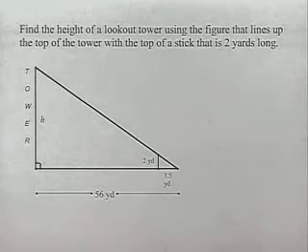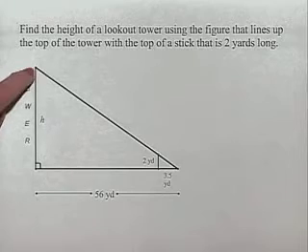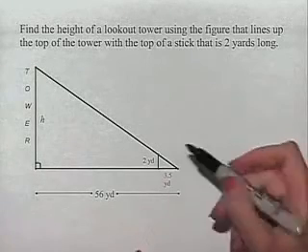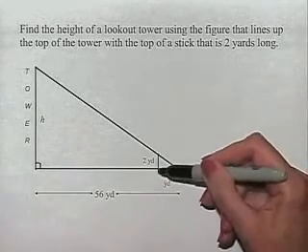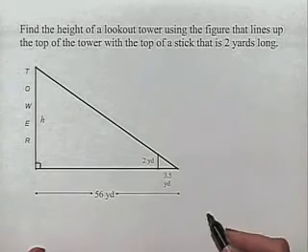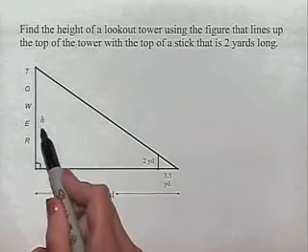Now here's an application using similar triangles. Find the height of a lookout tower using the figure that lines up the top of the tower, here, with the top of a stick, located here, that is 2 yards long. And what we have in the figure is we're trying to find the height of the tower h.